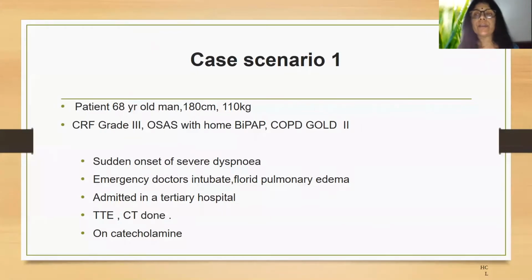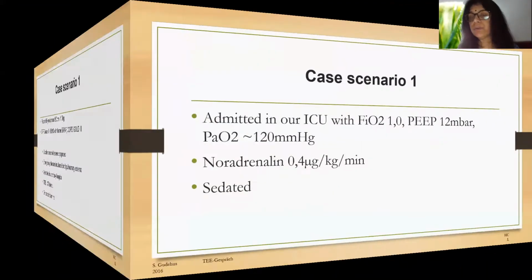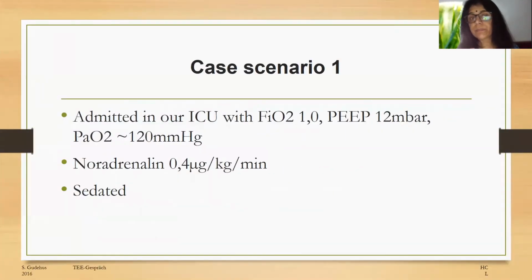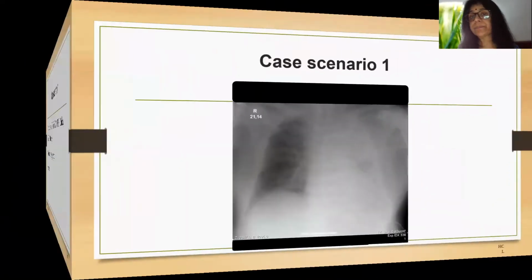This is the first case scenario where there is a 68-year-old man who is morbidly obese, has a history of obstructive sleep apnea using home BiPAP. He gets a sudden onset of severe dyspnea, goes into a florid edema, is admitted in a tertiary hospital. His transthoracic is done, his CT is done. He goes on to a very high support of noradrenaline, and he's on a FiO2 of 100% with a high PEEP and still having a PO2 of 120.